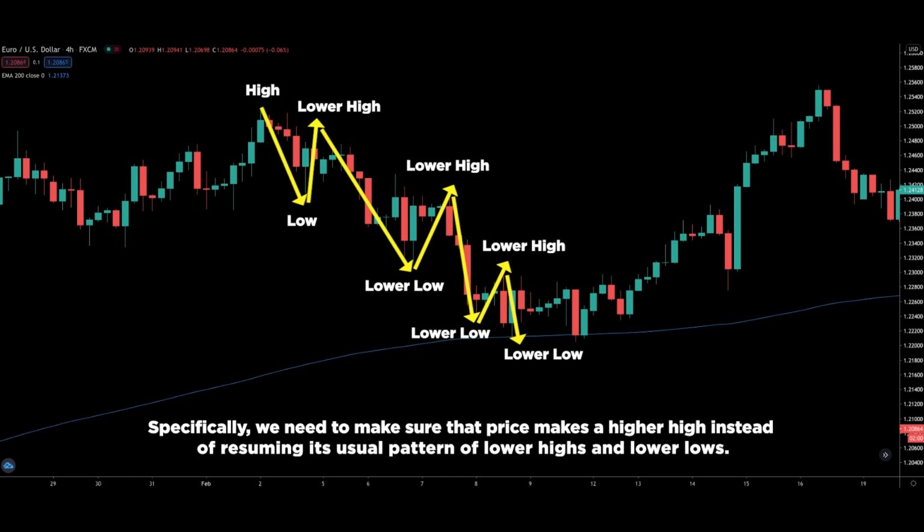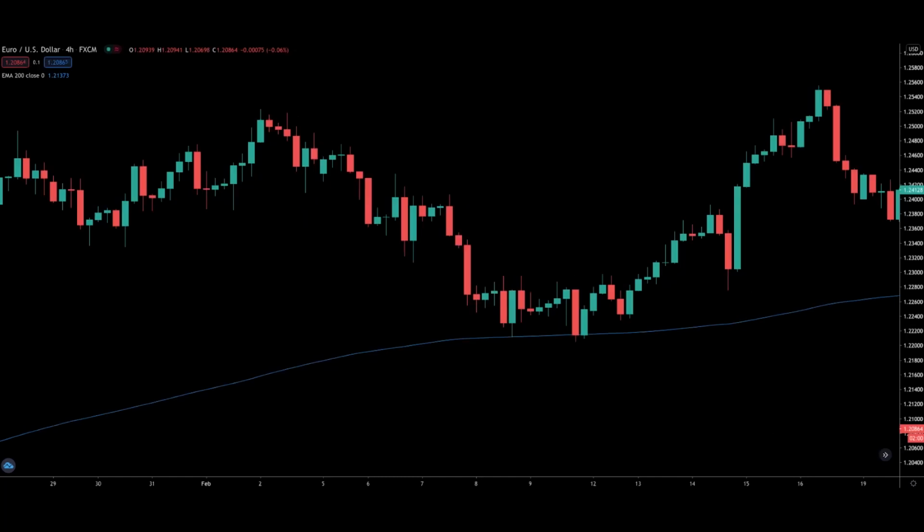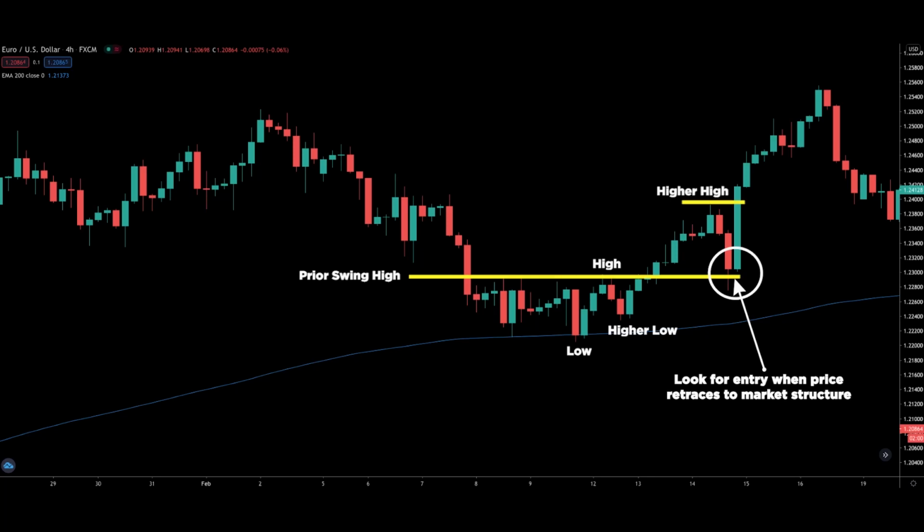Specifically, we need to make sure that price makes a higher high instead of resuming its usual pattern of lower highs and lower lows. When price finally breaks the swing high and forms a higher high, we can then proceed to look for an entry when the market retraces to the market structure level. So notice how I combine market structure and trend seamlessly into my analysis. This is how you should perform your analysis.